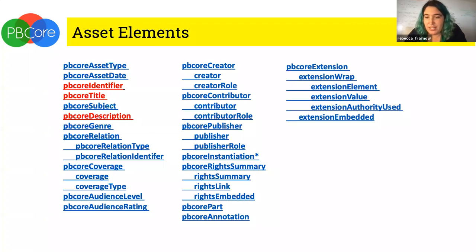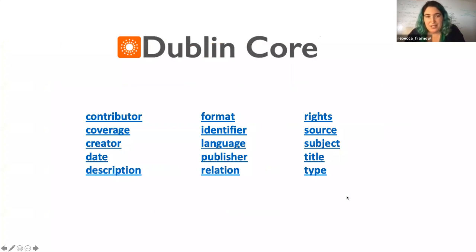As far as the relation field for Dublin Core, sure, I'm happy to talk about that. This is intended to indicate whether the specific thing that you're cataloging has a relationship to another asset within your collection. So say, for example, that your article is a sequel to a previous article, or a response to it, you might use that to catalog the relation field.